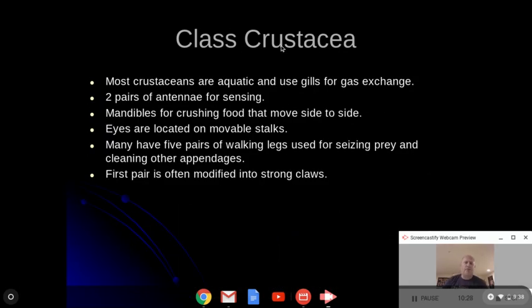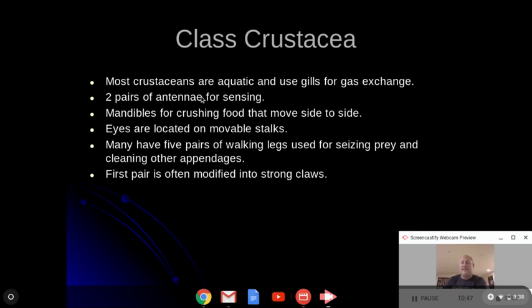The second class that we'll talk about is class Crustacea. If you've ever been to Red Lobster, you're eating a crustacean. They're all aquatic. So in other words, they have to use gills for gas exchange. So obviously, we're not going to use lungs or tracheal tubes for this. Unique calling card: they all have 2 pairs of antennae.